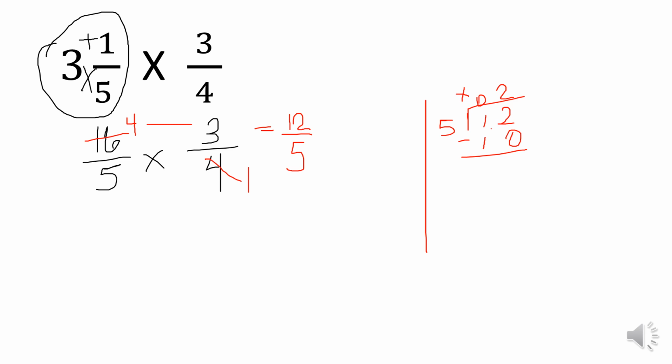2 subtract 0 is 2. 1 take away 1 is 0. So the answer we are getting is 2 with a remainder of 2, and this is how we write it. 2 with a remainder of 2 over 5. So 12 over 5 reduced as 2 2/5.